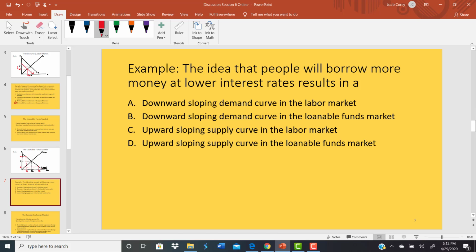Right, so the idea that people will borrow more money at a lower interest rate results in a downward sloping demand curve, and in this case, it's in the loanable funds market, because we're talking about the relationship between interest rate and the amount being borrowed. Right, if we're talking about wages and employment, then we might be in the labor market here, but again, we know we're talking about the demand curve because it's that inverse relationship, and we know we're talking about the loanable funds market because we're talking about those interest rates.